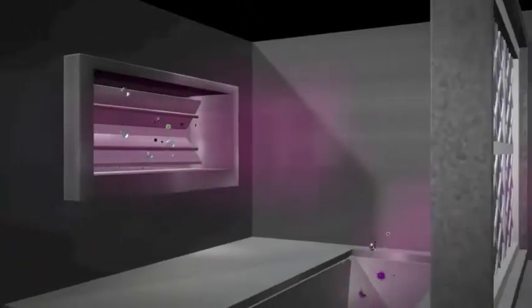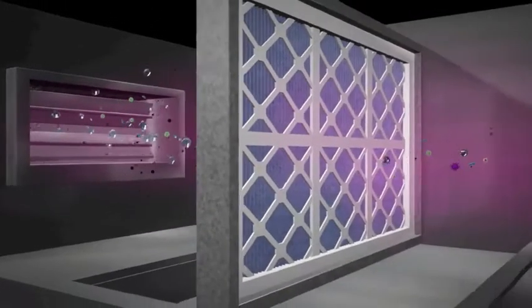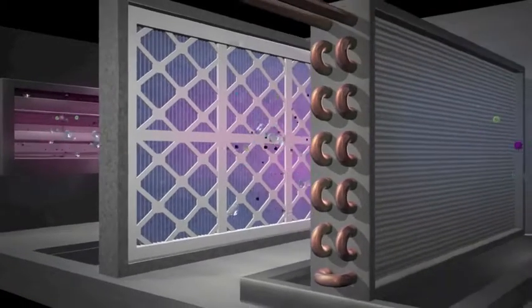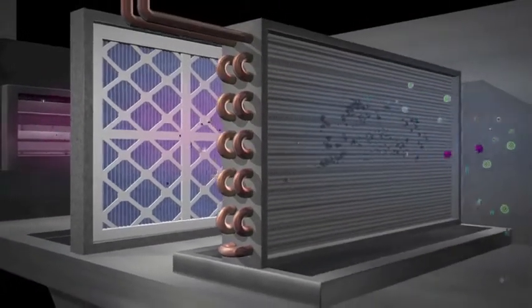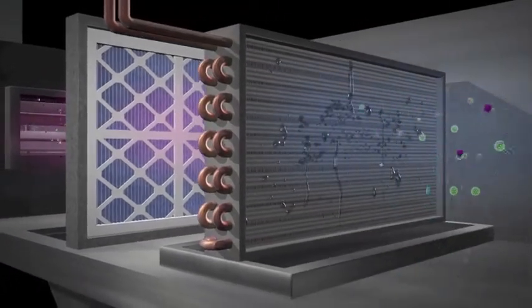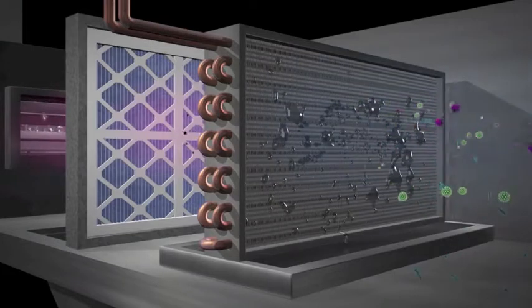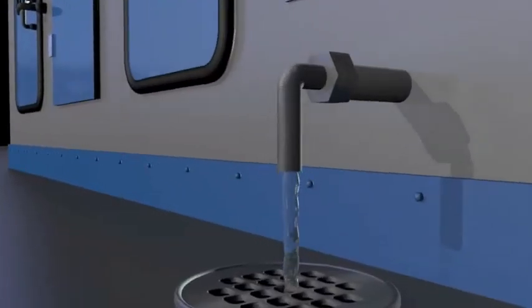A percentage of fresh air is then added. This mixed air is passed through the primary filters to remove big dirt particulates. The resulting condensate in the cooling coil is drained away to the sewer.